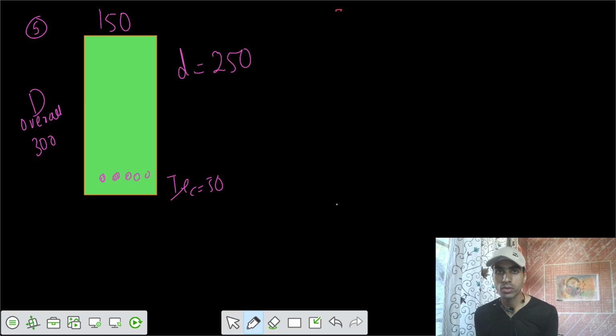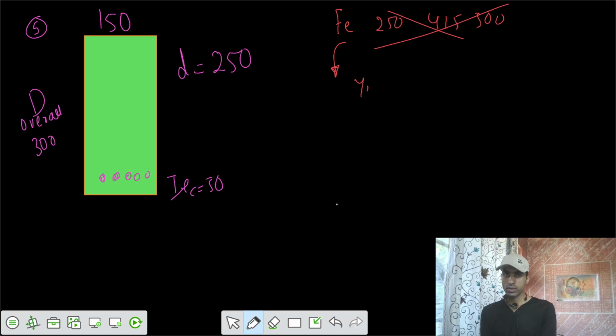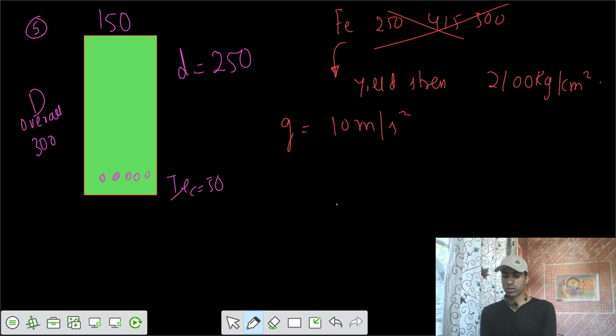We have not given you steel as Fe 250, 415 or 500. No, we are giving you steel whose yield stress is 2100 kg per centimeter square. The value of g, the acceleration due to gravity, we assume to be 10 meter per second square. The concrete cube strength equals 200 kg per centimeter square.